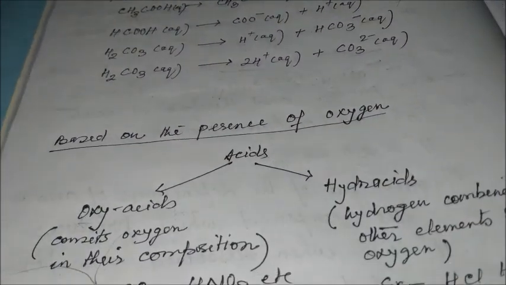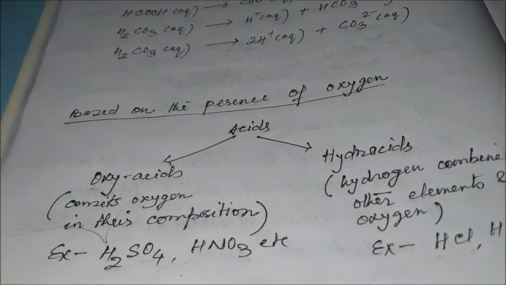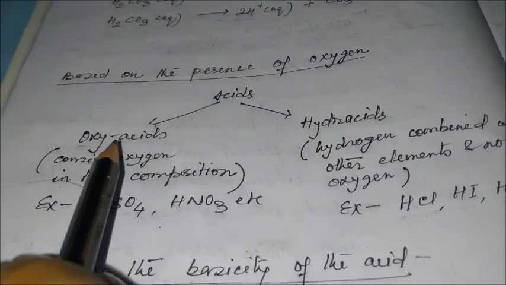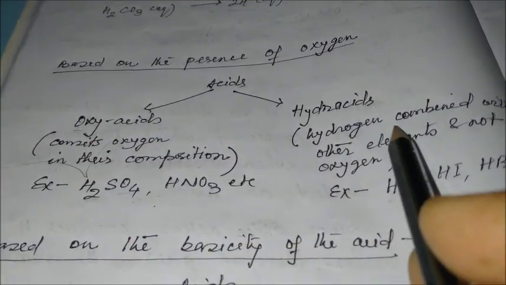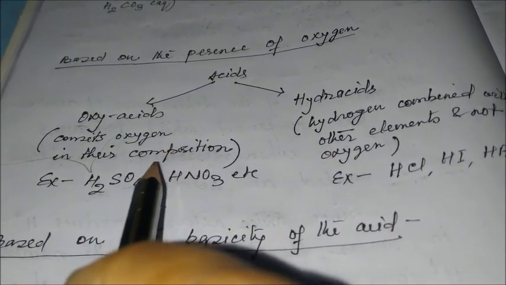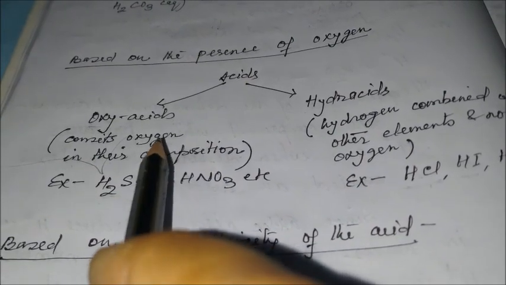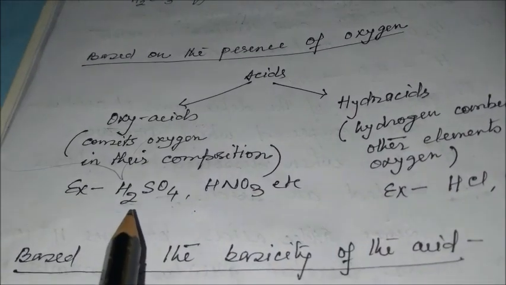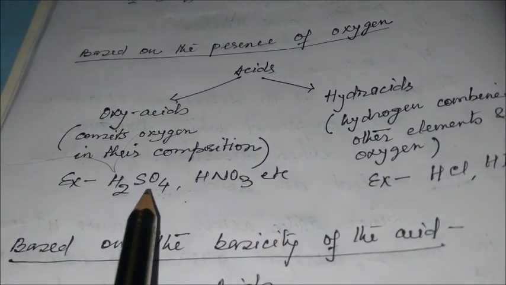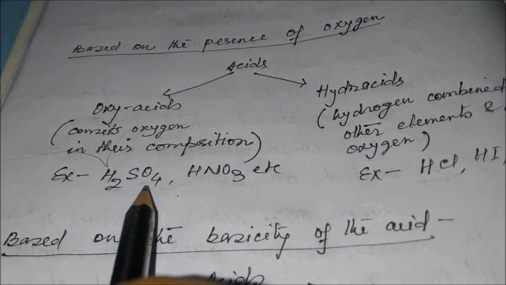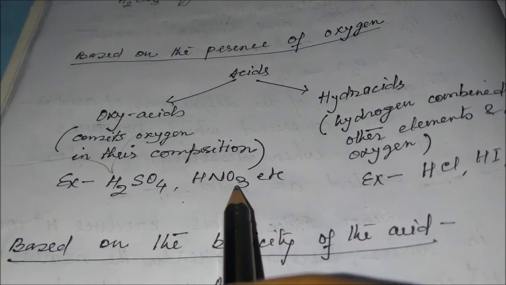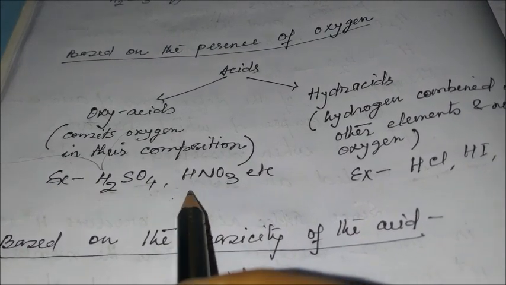Now the classification based on the presence of oxygen. On the basis of this, acids are classified into two categories. One is the oxyacids, another is the hydracids. In case of oxyacids, oxygen is there in the composition, means oxyacids consist of oxygen in their composition. For example, H2SO4, you can see here in the formula oxygen is there, so this is the example of oxyacid. In HNO3 oxygen is also there, so it is also the example of oxyacid.